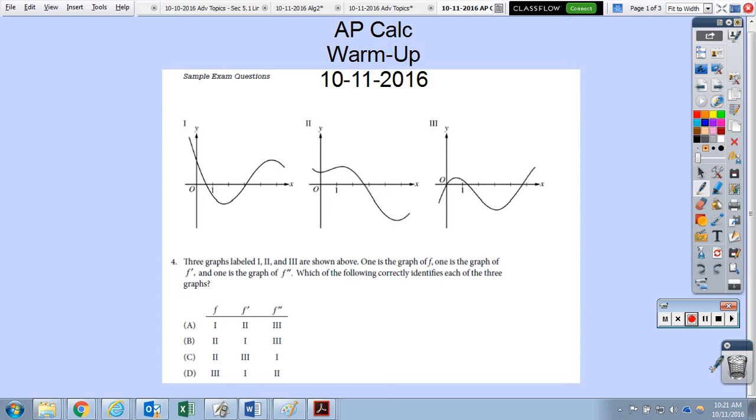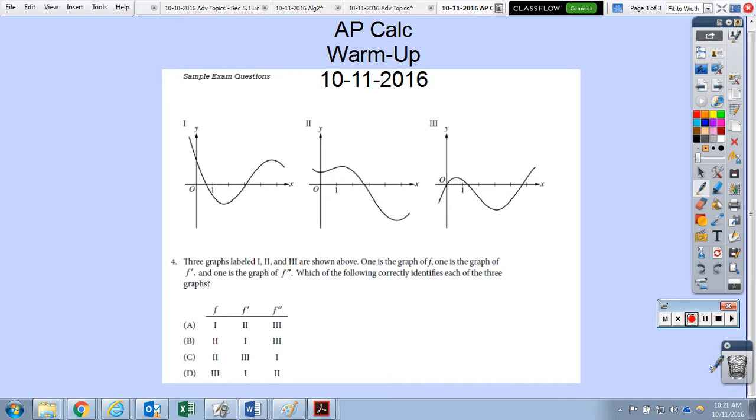So it says the three graphs labeled 1, 2, and 3 are shown above. One is the graph of f, one is the graph of f prime, and one is the graph of f double prime. Which of the following correctly identifies each of the three graphs? Without just giving you the answer, because that would force you to focus on just that one, I want you to think about approaching this as if you were looking at it on an exam, and how to go about possibly eliminating certain choices.